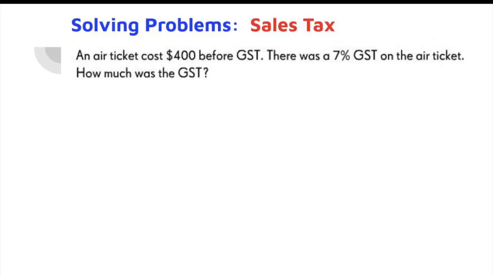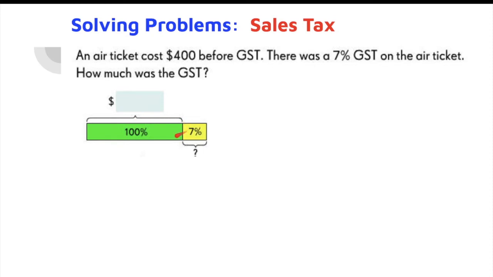Let's take a look at this first example. An air ticket costs $400 before GST. There was a 7% GST on the air ticket. How much was the GST? So to solve this problem, it's like finding the 7% of $400. So let's represent this given information through a bar model.